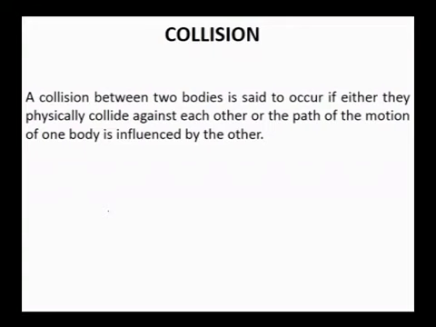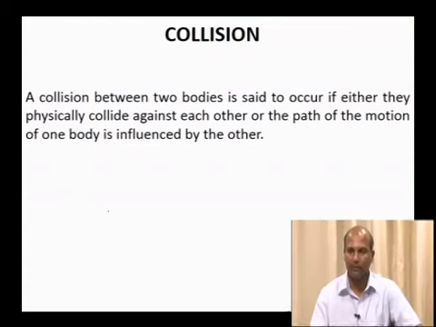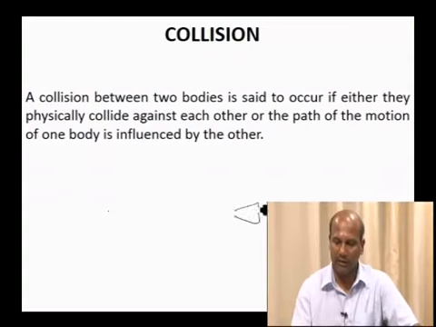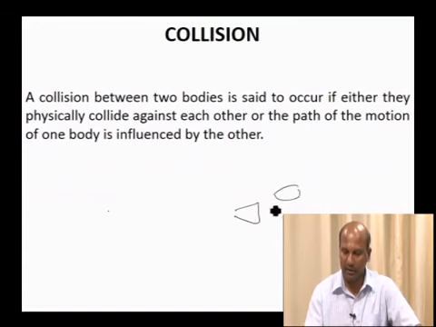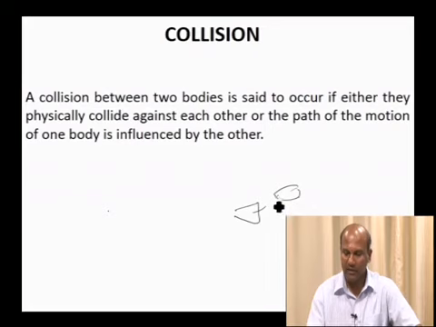So coming to collisions, a collision between two bodies is said to occur if they either physically collide with each other or the path of the motion of one body is influenced by the other. Suppose you have a magnet and then you have another magnet with the same poles. When I bring it closer to this, even without touching, you will see that this will be deflected in a particular direction. So what is happening is that it is changing the path, but without touching each other. So you can have such kind of collisions also.